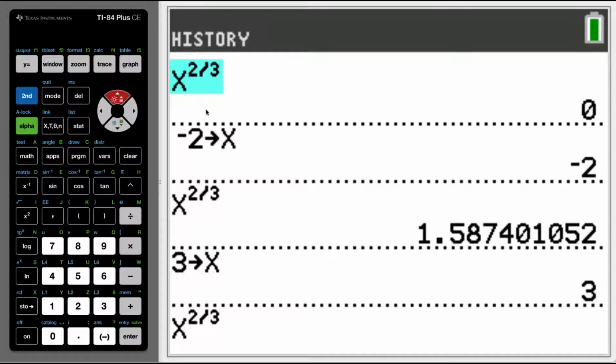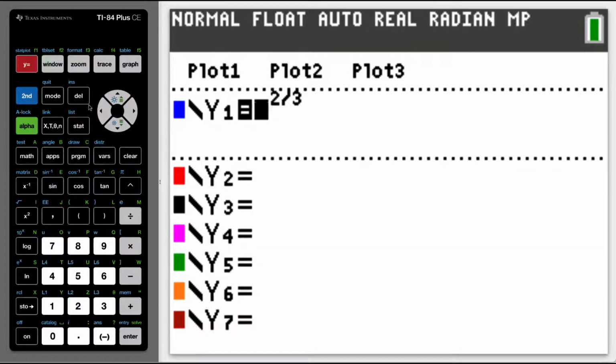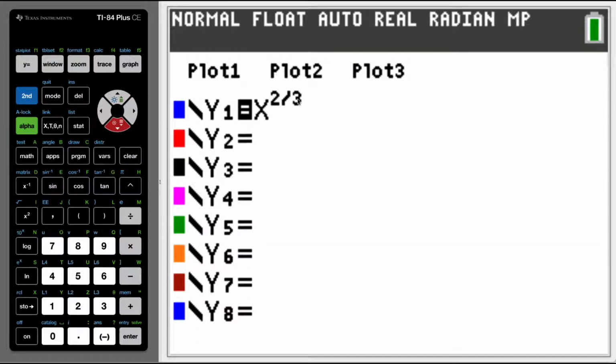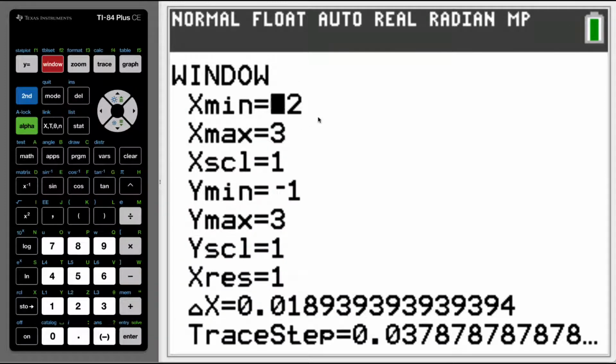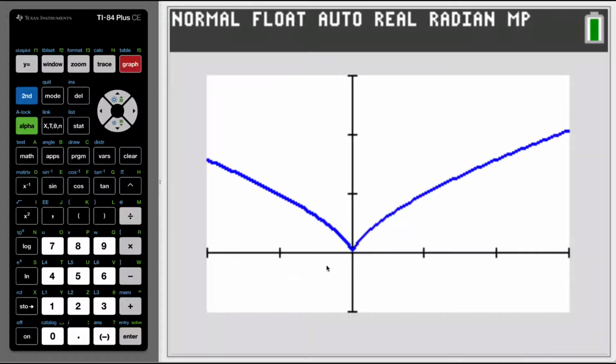Now we can also check this graphically. So in my y equals, I've got the x to the 2/3 typed in. I will have to do a little bit of window adjusting. We wanted to look on the domain from -2 to 3, so I've adjusted my x min and my x max to reflect that. The x min is at -2, the x max is at 3. I also adjusted the y min and the y max just so we could get a pretty good picture of our graph.